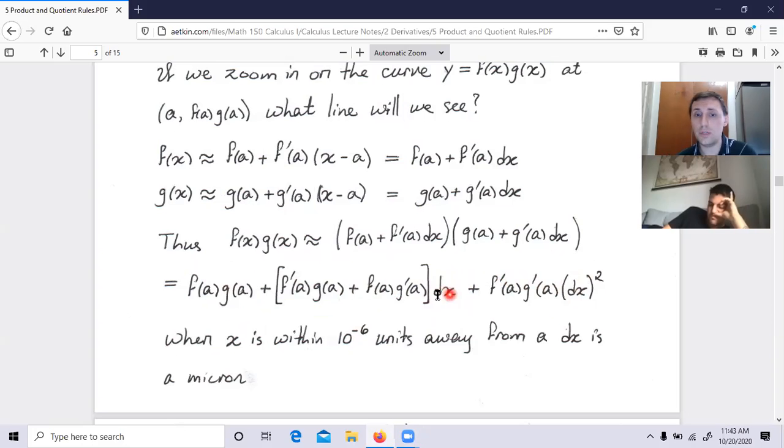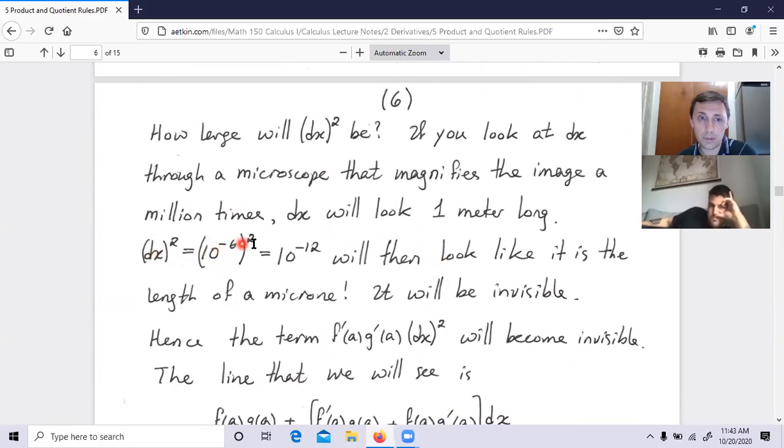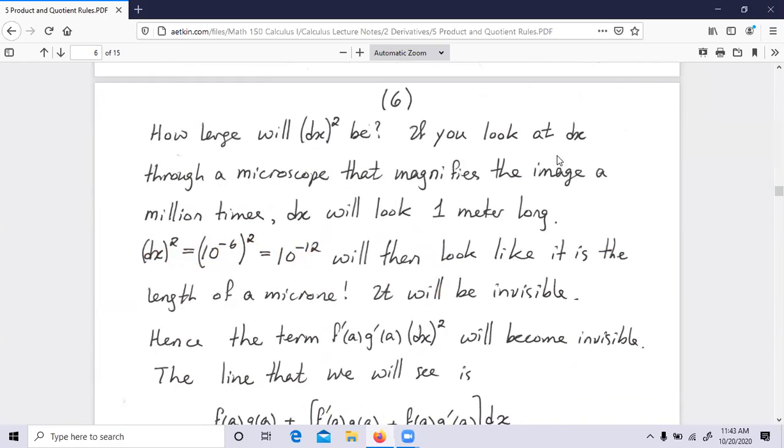Okay, so you're zooming in and you're seeing this equation of the line. This is dx squared, it's 10 to the minus 6 squared, which is equal to 10 to the minus 12.